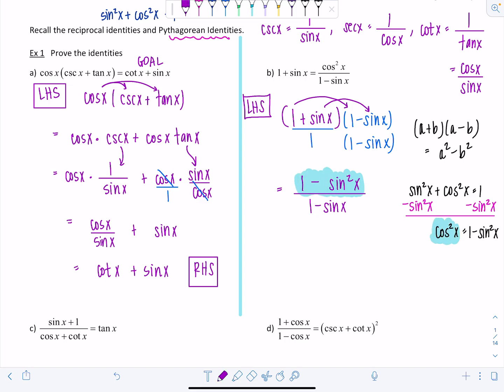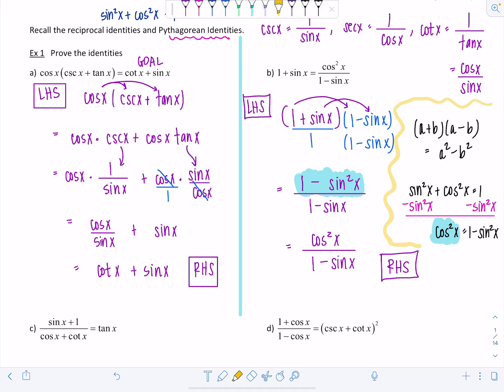So I'm going to go ahead and replace the numerator now with cosine squared x over 1 minus sine x. And look, we're done. That's the right-hand side. Okay, this was all just scratch work. So train your brain to be on the lookout. If you see 1 minus sine squared x, you can replace that with cosine squared x. And then similarly, 1 minus cosine squared x, you can replace with sine squared x. All right, be alert for those.